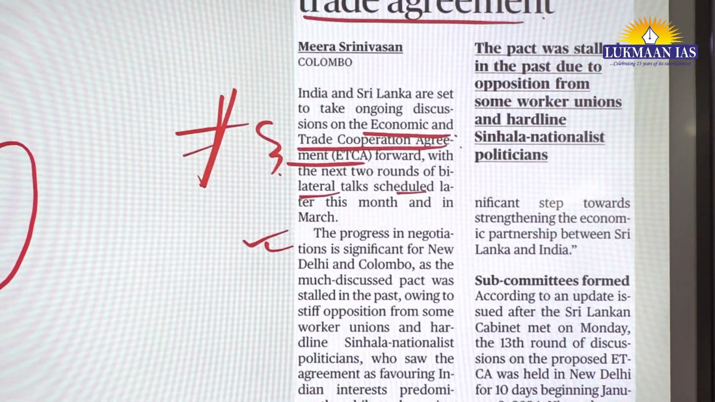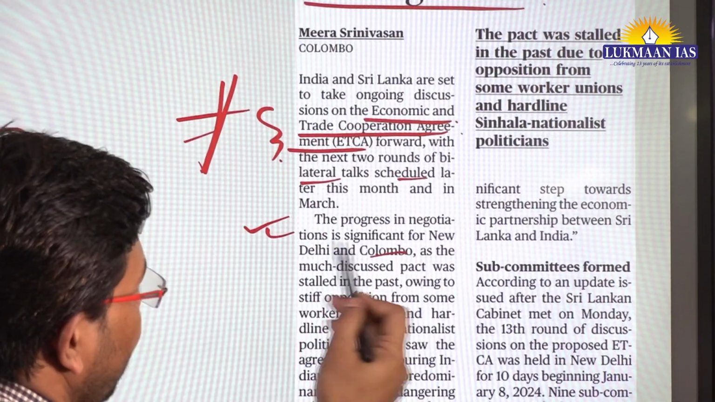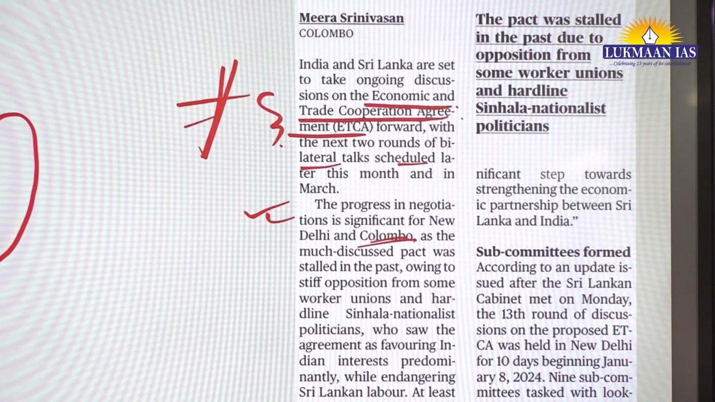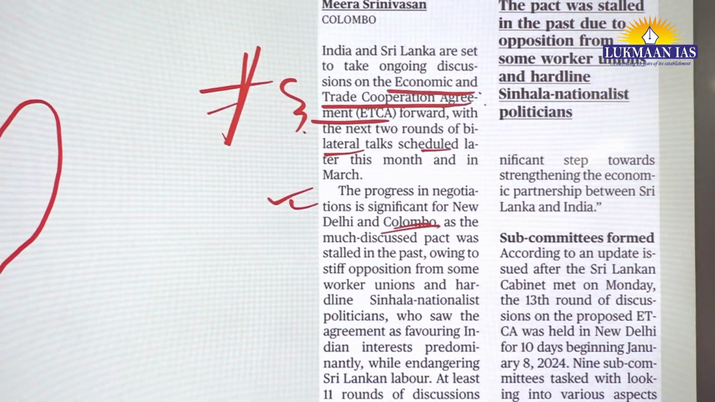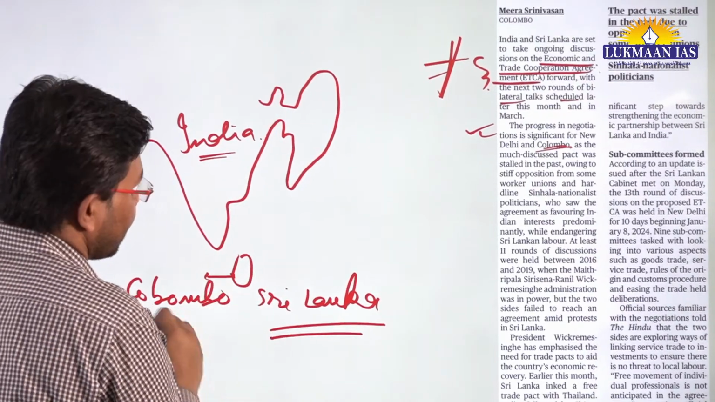So when we refer to New Delhi, we refer to India. When we refer to Colombo, we refer to Sri Lanka. Okay, Colombo is the capital of Sri Lanka. As we discussed in the discussion today, Colombo is located on the western coast, the western side of Sri Lanka. Okay, Colombo is the capital of Sri Lanka, right?